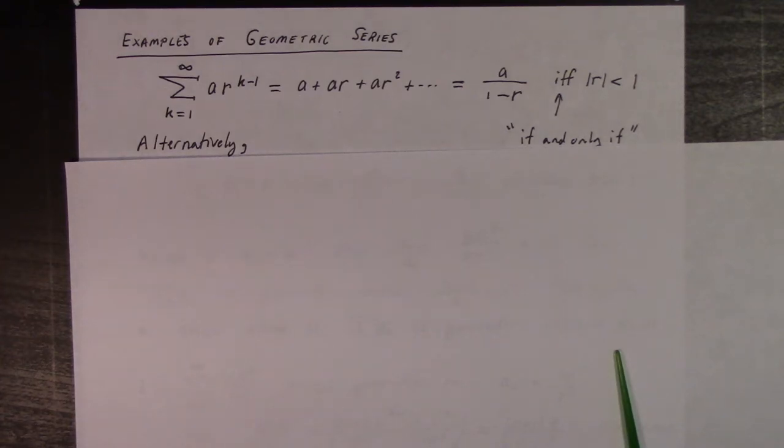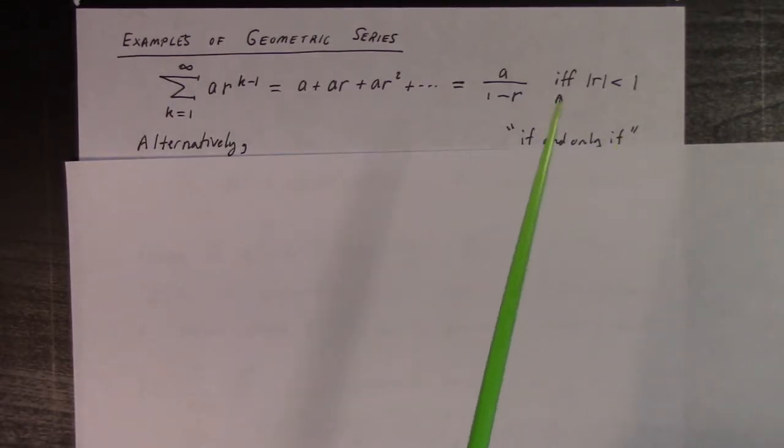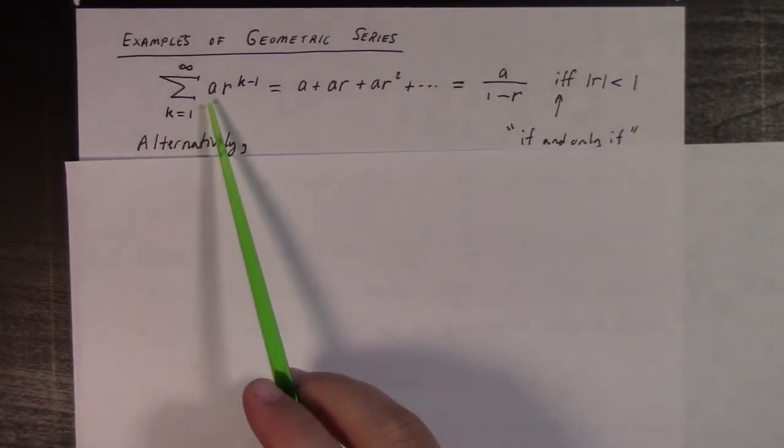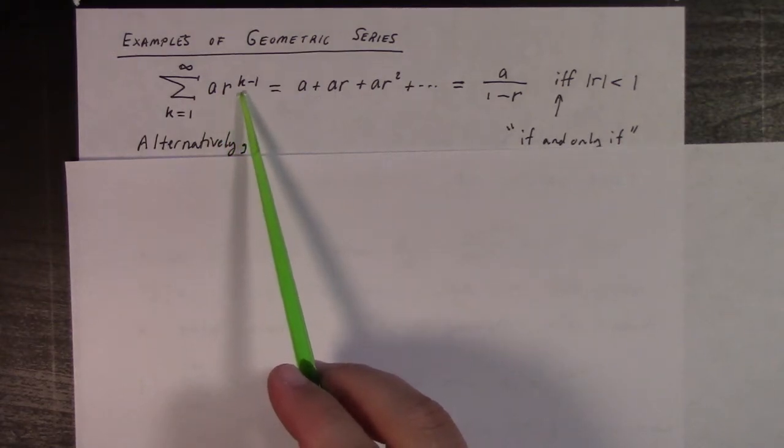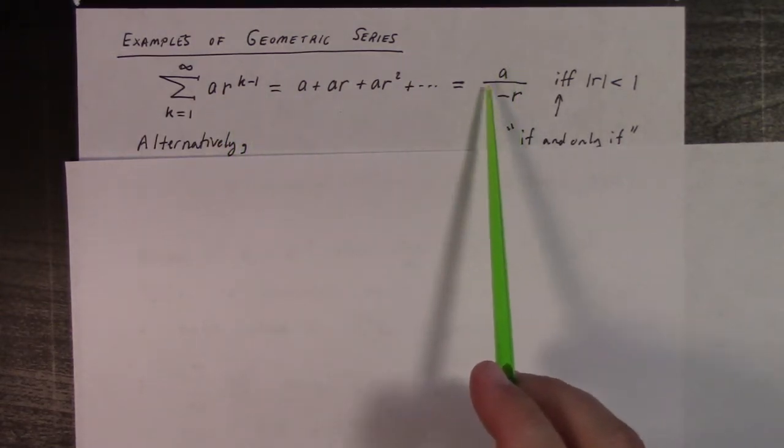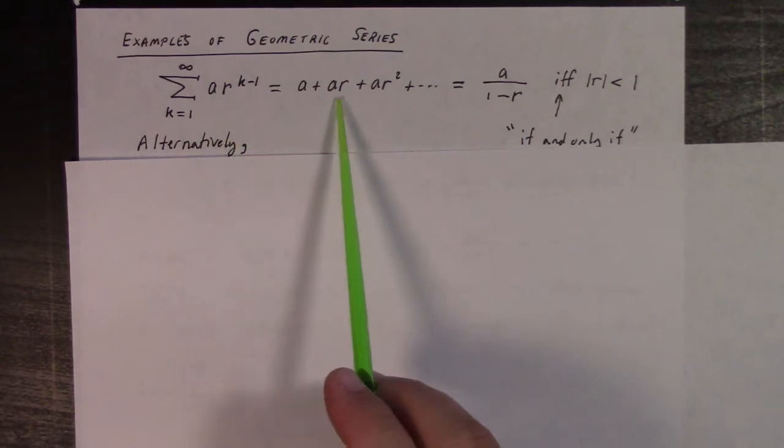Alright, let's look at some more examples of geometric series. I would remind you, we have shown that the sum k equals 1 to infinity of a r to the k minus 1 is equal to a over 1 minus r. Now this is just notation here.